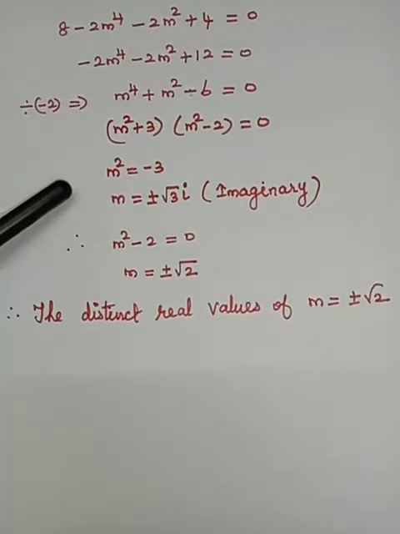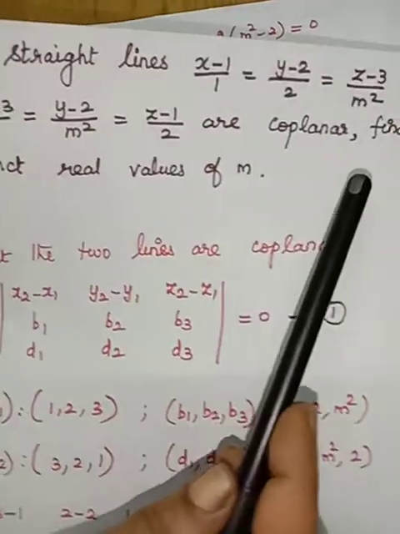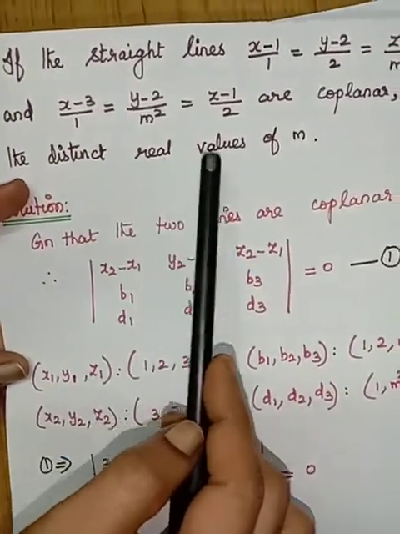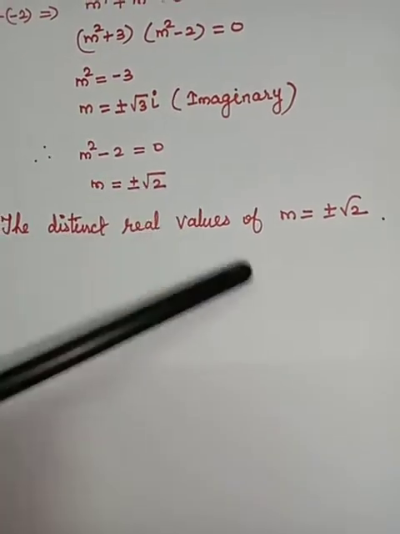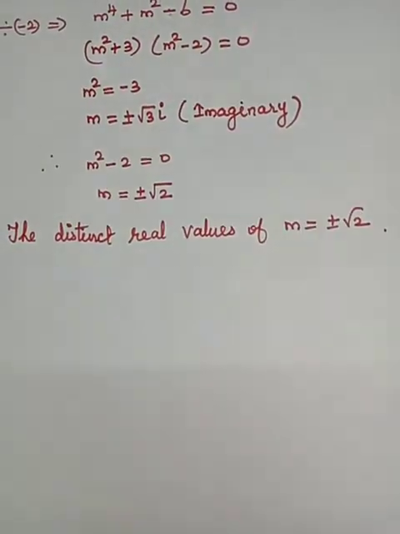Here in your problem, what is asked? Find the distinct real values of m. You want the real values. So the real values of m are plus or minus root 2.